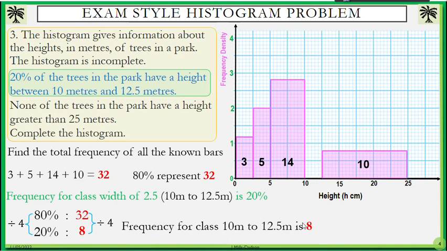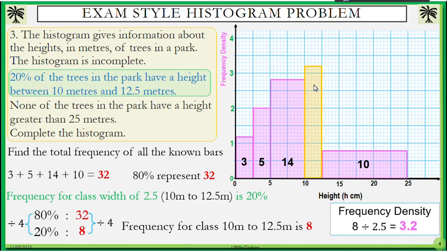Now, having known that the frequency is 8 and the class width is 2.5, you have to work out the frequency density. That will give you 8 divided by 2.5. That will give you 3.2. And therefore, we can now raise the bar all the way to 3.2. And that is our problem solved.